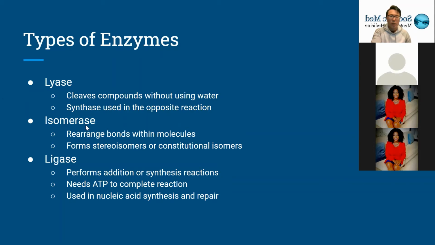And then isomerase. If you've heard of isomers, they form different stereoisomers or constitutional isomers. They rearrange bonds within a molecule, and changing the bonds of a molecule can change the whole structure and the whole function of a molecule. So isomerases can form various stereoisomers or constitutional isomers, depending on the different isomerases.